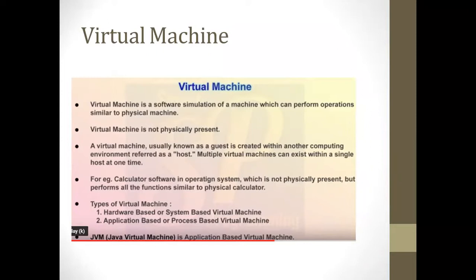But in case of Java, when we are using a virtual machine, we usually represent it as a Java virtual machine. One example is the calculator software in an operating system, which is not physically present, but it performs all the functions similar to a physical calculator.